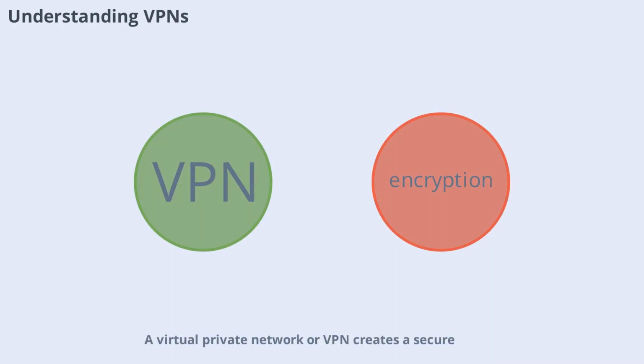A Virtual Private Network, or VPN, creates a secure encrypted connection between your device and the internet. This protects your data from being intercepted by hackers, especially on public networks. VPNs also help maintain your privacy by masking your IP address. Choose a reputable VPN provider and enable it whenever you're on an unsecured network.